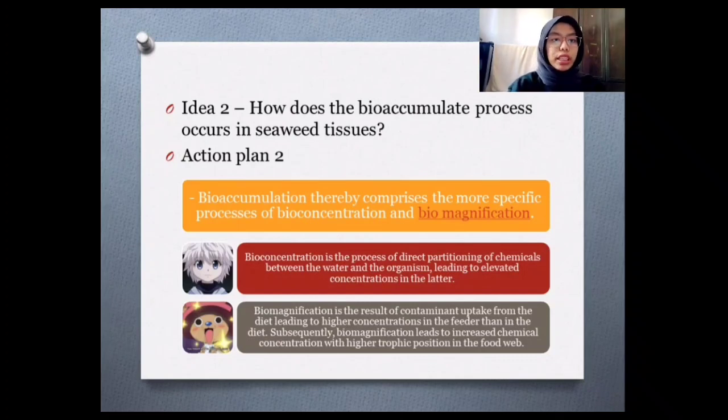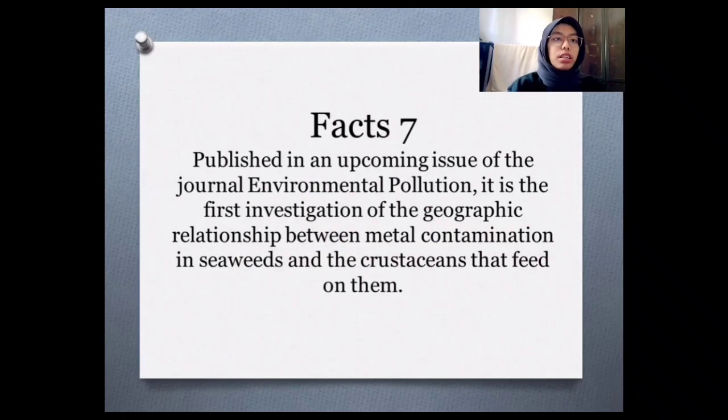Biomagnification is the result of contaminant uptake from the diet, leading to higher concentration in the feeder than in the diet. Next, fact number 7 is published in an upcoming issue of the journal Environmental Pollution. It is the first investigation of the geographic relationship between metal contamination in seaweed and crustaceans that feed on them.